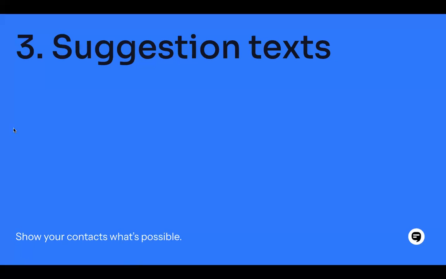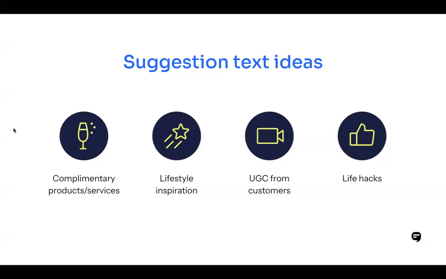So the third category is suggestion text. And these are showing your contacts what is possible. That might be complementary products and services. Maybe they purchase something from you and you have a suggestion of another product or service that would complement that, that they may not even realize you offer. Or lifestyle inspiration, UGC from customers. So showing how other people are using your products and services, giving them ideas that way. And then even life hacks. If it doesn't have to do with your product, but you have expertise in a certain area, give them ways to make their lives easier.